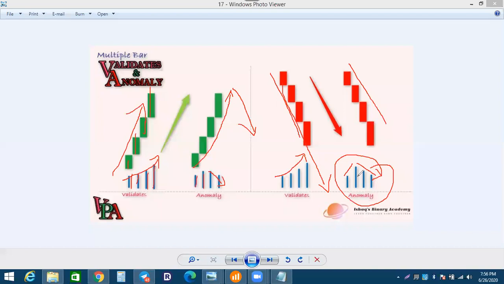So that effort is not matching with this result. So we are analyzing the effort and the result here. Always in VSA, we analyze two things: effort and result. Effort must match with the result. That is a sign of continuation. If effort is not matching with the result, then there is an anomaly and we will find a reversal in the near future or immediately.